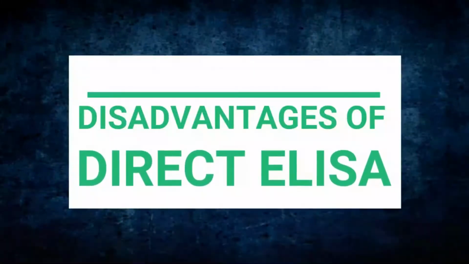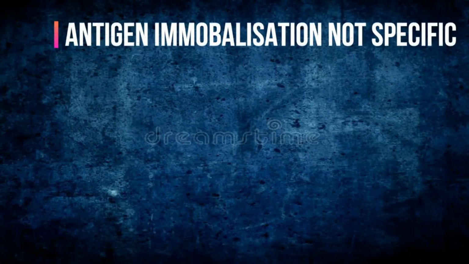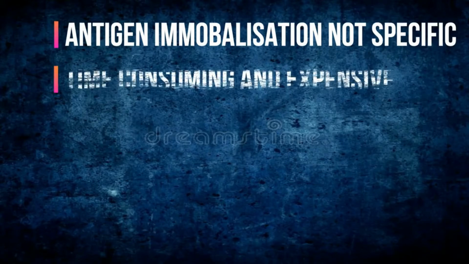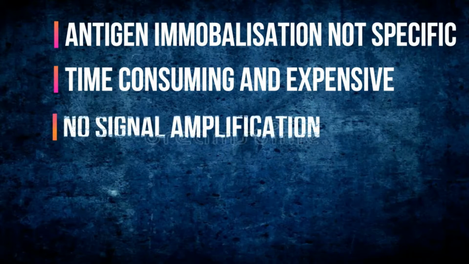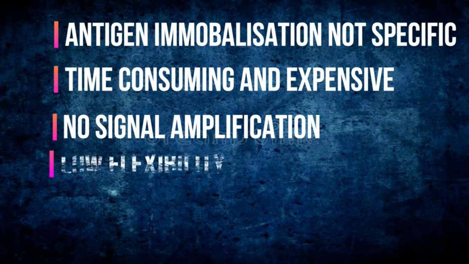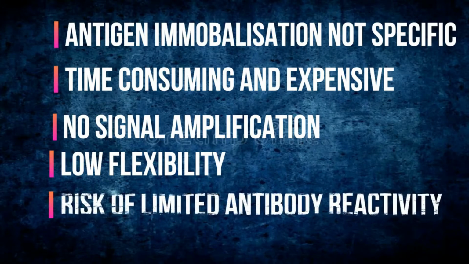Disadvantages of direct ELISA are: antigen immobilization is not specific, resulting in potentially high background interference. The primary antibody must be labeled individually, which is a time consuming and expensive method. It has limited sensitivity, meaning there is no signal amplification step. It has low flexibility, meaning a specific conjugated primary antibody is needed for each target protein. Immunoreactivity of the primary antibody may be adversely affected by labeling with the enzymes.